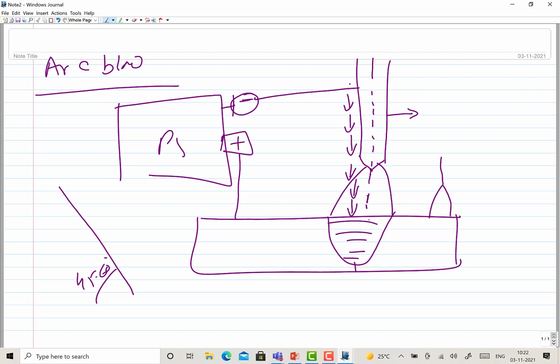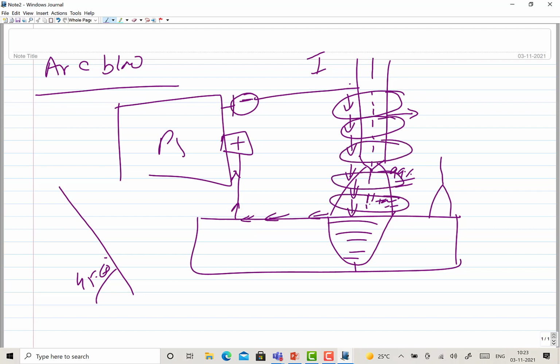The arc is just the flow of electrons and ions. Electrons constitute 99% of the welding current, and maybe 1% is the ion current. So there is electron current and ion current. Then these electrons move through the base metal to complete the circuit like this. If the welding current I is flowing around the electrode, an electromagnetic field will be generated. Wherever the current is flowing, you will see an electromagnetic field.